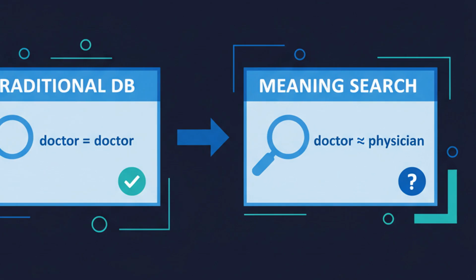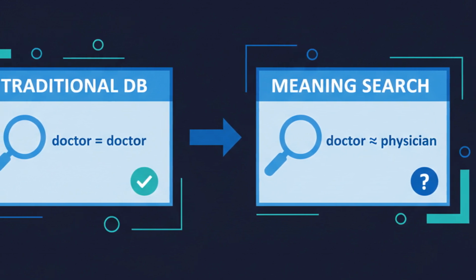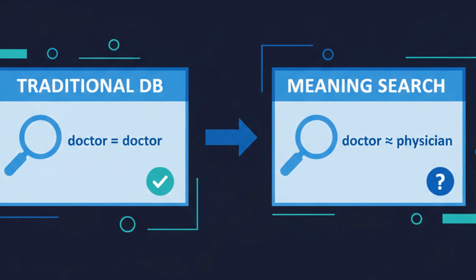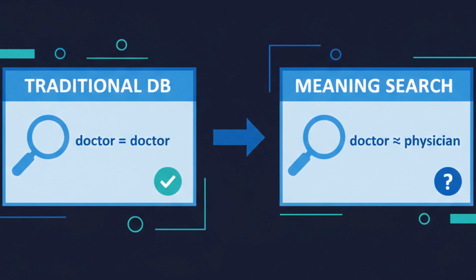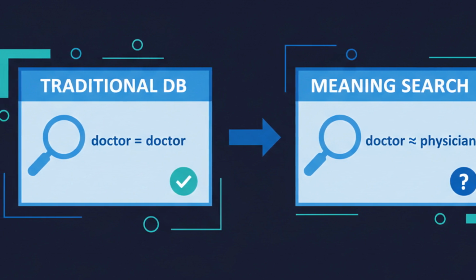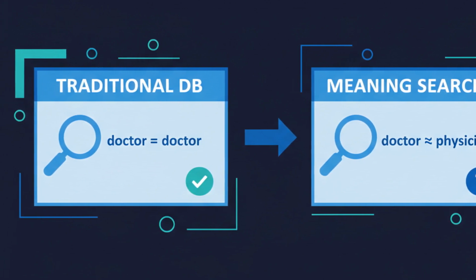Here's the thing. Traditional databases are brilliant at exact matches. Find the user with ID 42. Find every order placed in March. SQL handles that instantly, but ask a database to find documents that are similar in meaning to a sentence, and it falls flat. The word doctor and the word physician mean almost the same thing, but to a normal database, they're just two unrelated strings. That gap, the gap between matching text and matching meaning, is the whole reason vector databases exist.